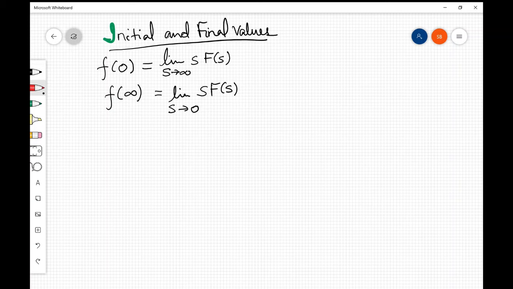As you can see here, for the initial value of the function, which is the function at t equal to 0, we take the approach where s is close to infinity, and to find the final value, which is f at time t equal to infinity, we compute the value as s is approaching 0. This helps us compute the final and initial values of a function.